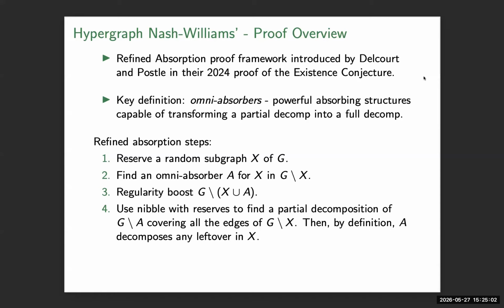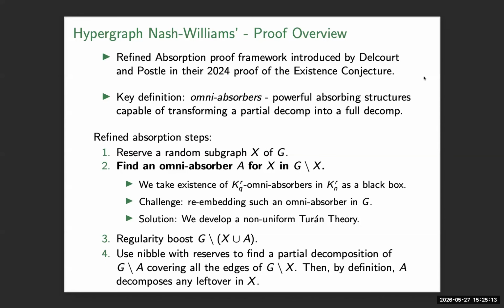Now, once again, they developed this for the proof of the existence conjecture, where we're working in a complete graph. So for us, we had to adapt this to our Nash-Williams setting, where our host graph is no longer complete. Again, in theory, when you look at this proof outline, this is not too bad, right? Instead of finding a random subgraph X of K_n^r, we're going to do it in G. Then we're going to find these special omniabsorbers in G, regularity boost G, use nibble with reserves in our graph G. Okay, in theory, not too bad.